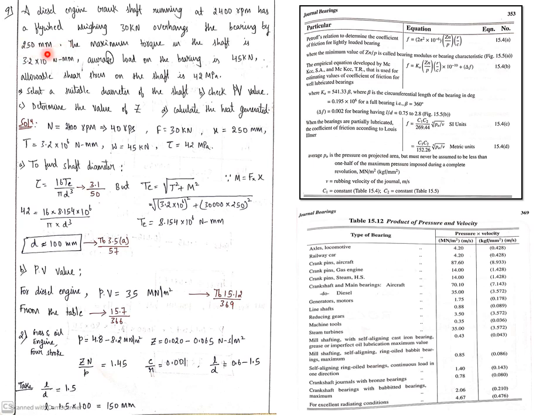Okay. Next is to check the PV value. What is PV? Pressure into velocity. That is a value I will let you know while solving the problem. Next is to determine the value of Z, the viscosity. Next is to calculate the heat generated.